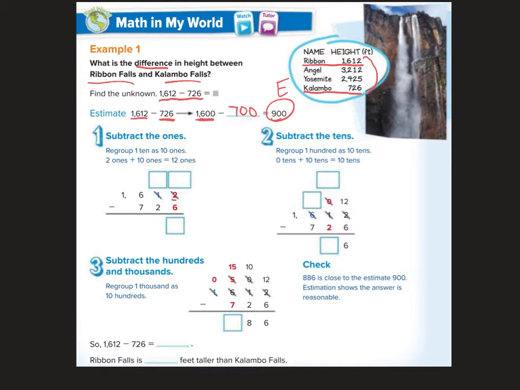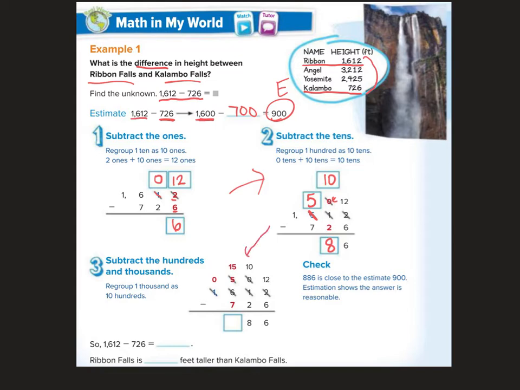So my first step is to do 2 minus 6. I can't do it, so I just need to go next door and get 10 more. So now I have 12 ones instead of 2. Okay, and 12 minus 6 is 6. Now we're jumping over here. Okay, so here's all of our work that we just did. We had 0. Well, I can't do 0 minus 2. I have to go next door and get 10 more. So now I have 5 hundreds and 10 tens because I had 0. So if I get 10 more, now I have 10. 10 minus 2 is 8.